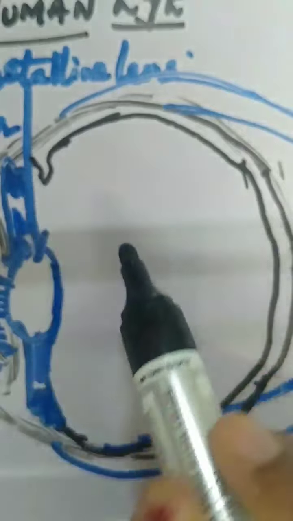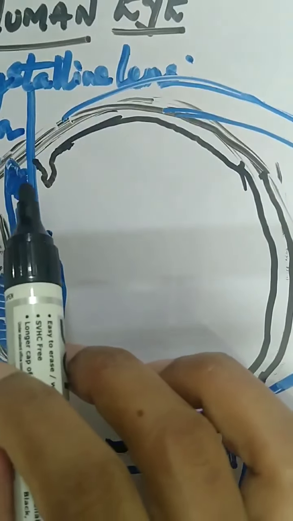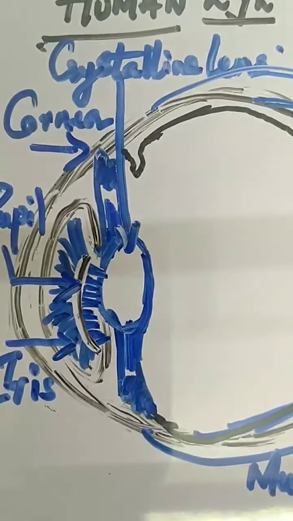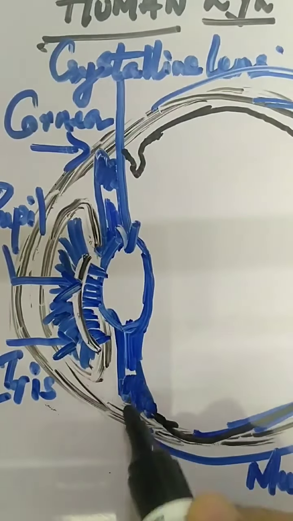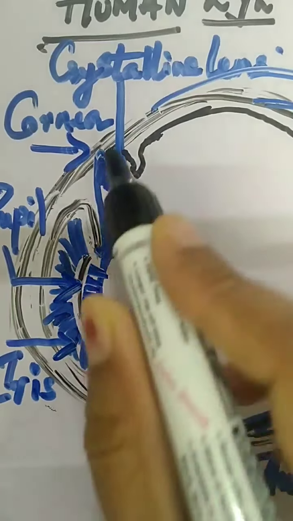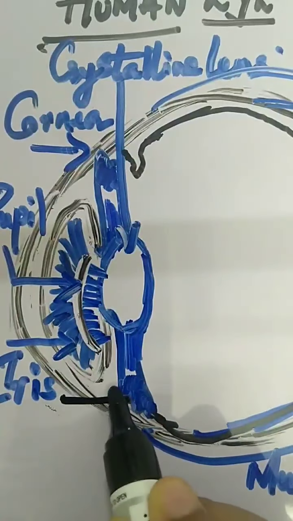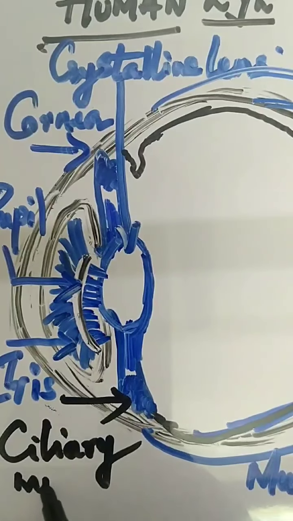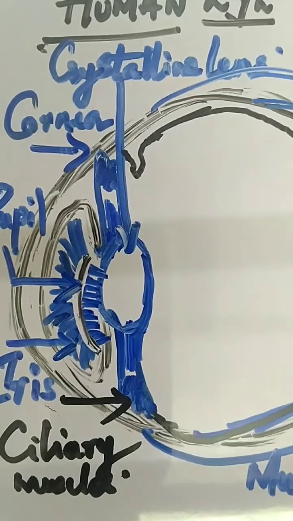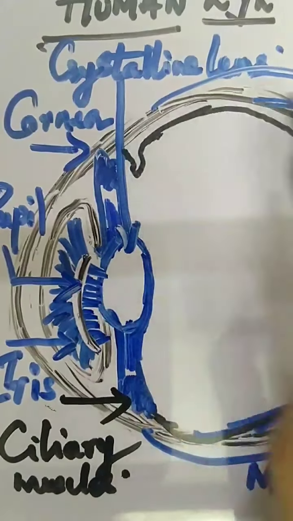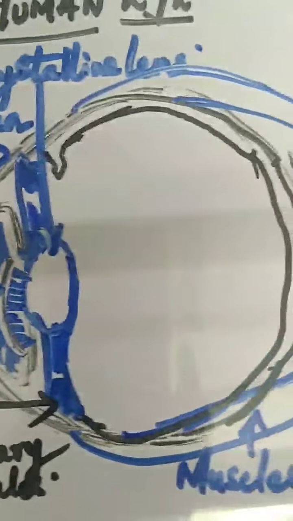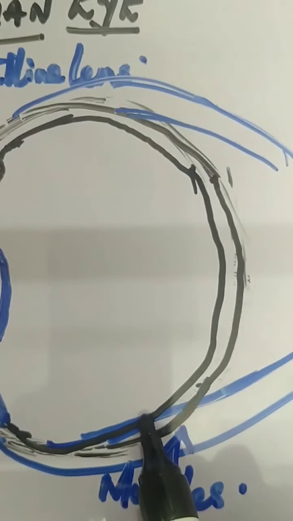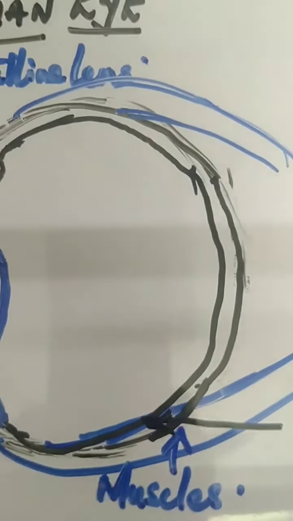It connects to the ciliary muscles. That mountain-like thing which you drew, one down and one up, these two mountains are the ciliary muscles. Here I don't have space, so I'll just label here. Label it: ciliary muscles. And the part which you highlighted just now, that is the retina. So here you label it as retina.